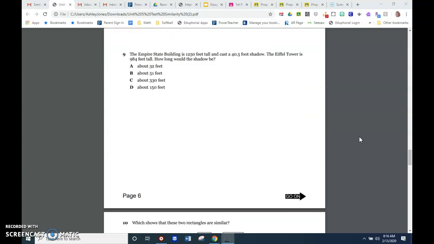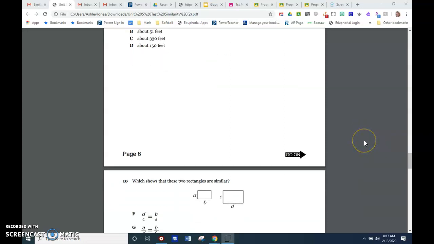Number 9. The Empire State Building is 1,250 feet tall and casts a 40.5-foot shadow. The Eiffel Tower is 984 feet tall. How long would the shadow be? A. About 32 feet. B. About 51 feet. C. About 330 feet. D. About 150 feet.